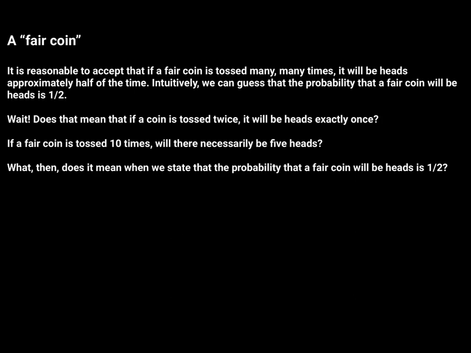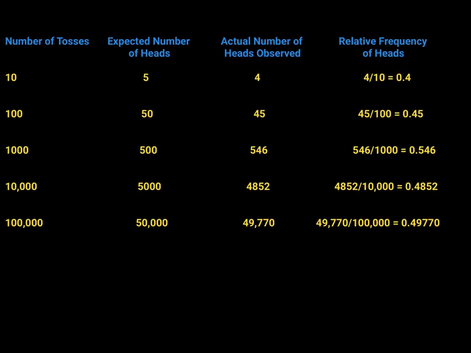Intuitively, we can guess that the probability that a fair coin will be heads is 1/2. But does that mean that if a coin is tossed exactly twice, that it will be heads exactly once? No, not necessarily, right? If a fair coin is tossed 10 times, does that mean necessarily that we will have 5 heads exactly? No, not necessarily. So then what does it mean when we state that the probability that a fair coin will be heads is 1/2? What do we mean by that? All right, so let's look at the following data that has been collected.